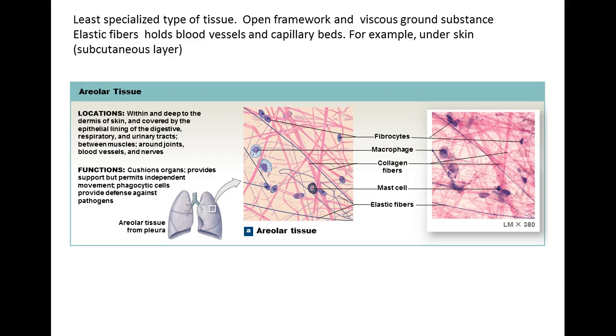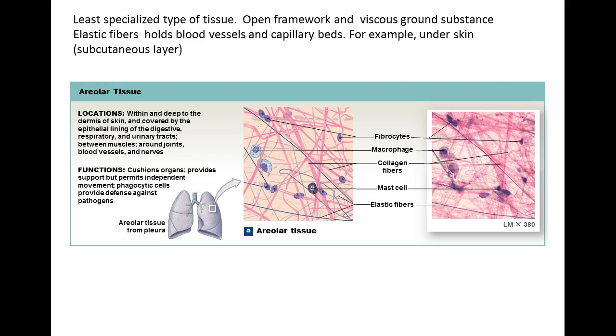Areolar connective tissue tends to be irregular, open, or loose. What you have are these cells embedded in it. So you have mast cells, because we need those in our lung tissue, collagen fibers for strength, your fibrocytes, and you also have your elastin fibers.